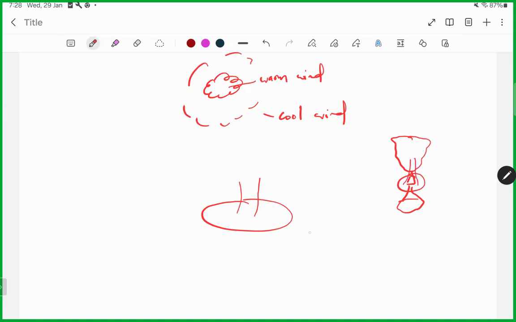As air gets warm, it expands. Now, as it expands, it becomes light. Warm.